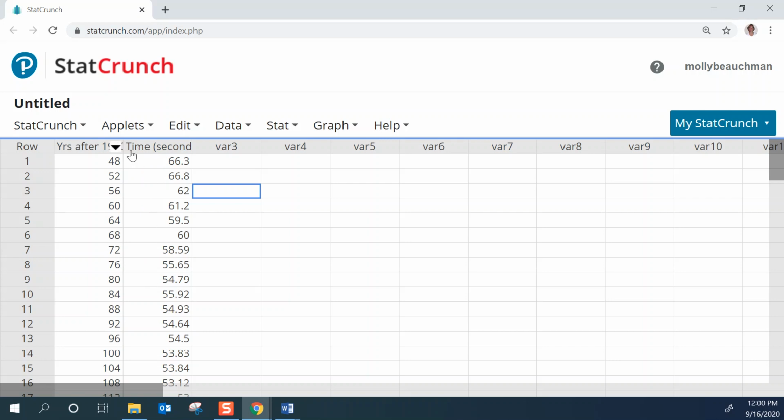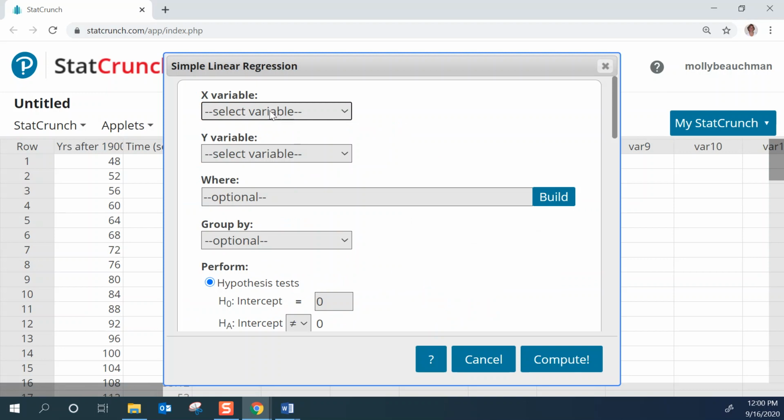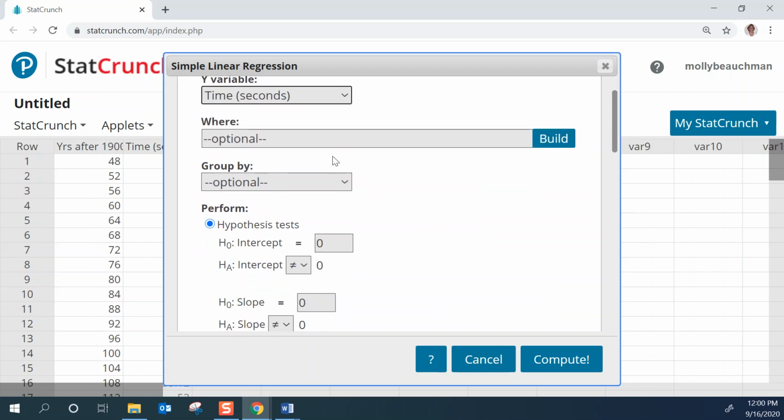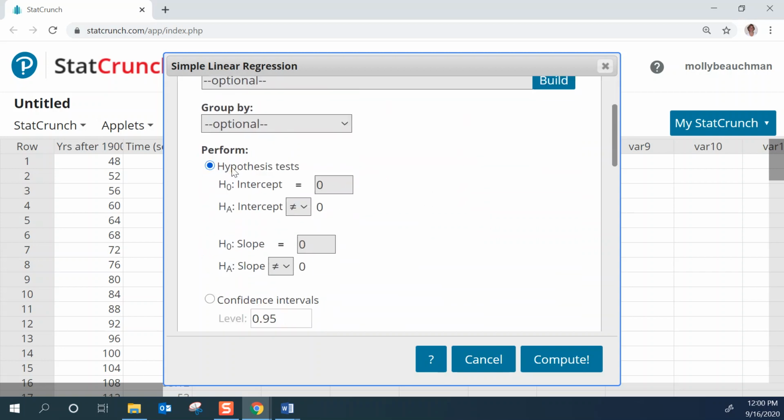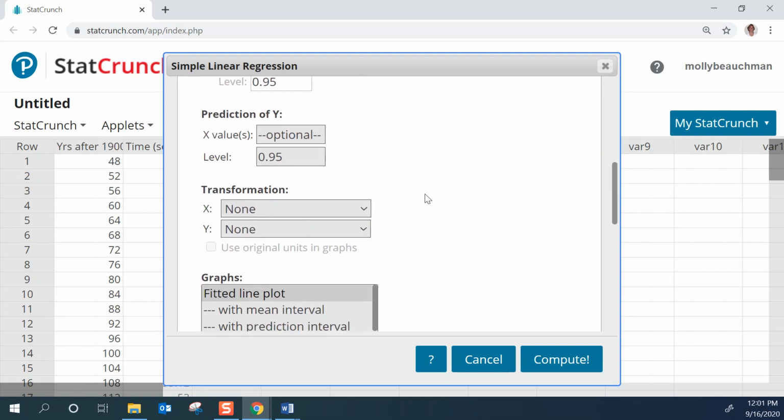So to have StatCrunch find your line of best fit, we're going to look at Stat, select regression, and we're doing simple linear regression. So click. Our X variable, we're going to use years after 1900. That's our independent. Our Y variable is time in seconds. Then there's a lot of questions that are asked below here. There are a lot of things we just haven't done yet. We don't know anything about the hypothesis tests. So just scroll down.